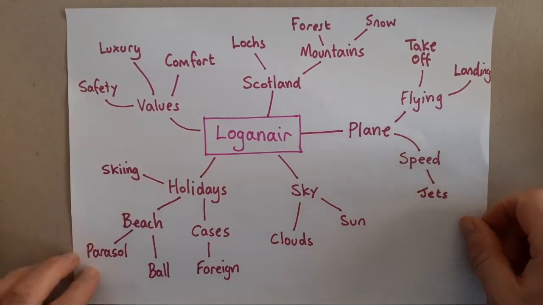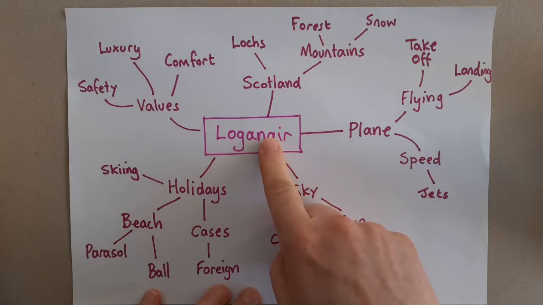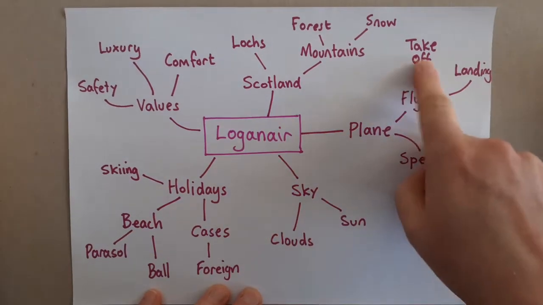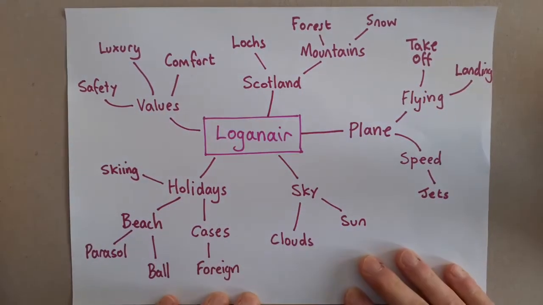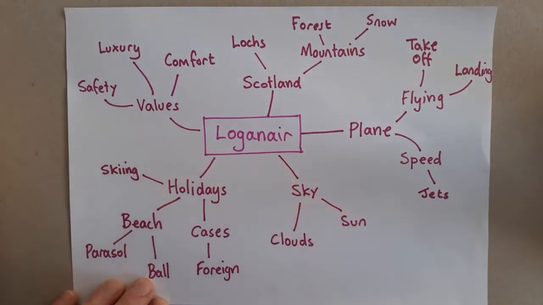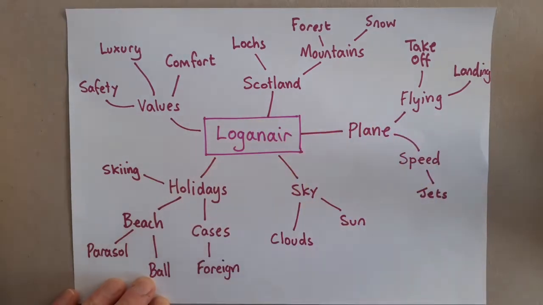As you remember, the associative thinking exercise was a bit like daydreaming. I let my mind wander, and all the things I could think of to do with Loganair. Immediately I thought of planes, and that made me think of speed and jets and flying and so on. So this is my mind map of associative thinking, and yours will look different from this because Loganair would have made you think of different things than me. But these are the things that I thought about following my research into them.